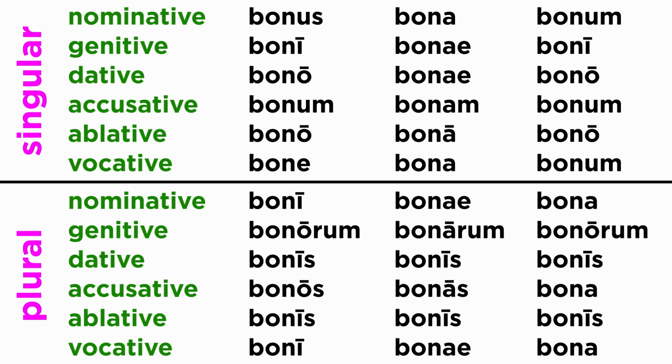You might be surprised to see that this class of adjectives in Latin comes with an incredible 36 forms. This may come as a surprise, considering that English has only one form, but we are here to learn Latin, so let's take a closer look at bonus. There will be 18 for the singular and 18 for the plural.